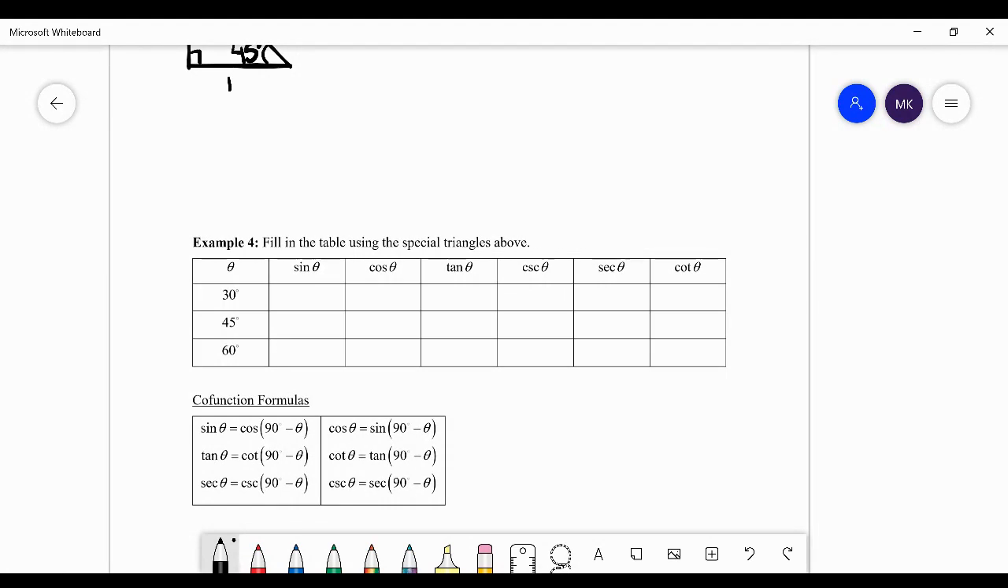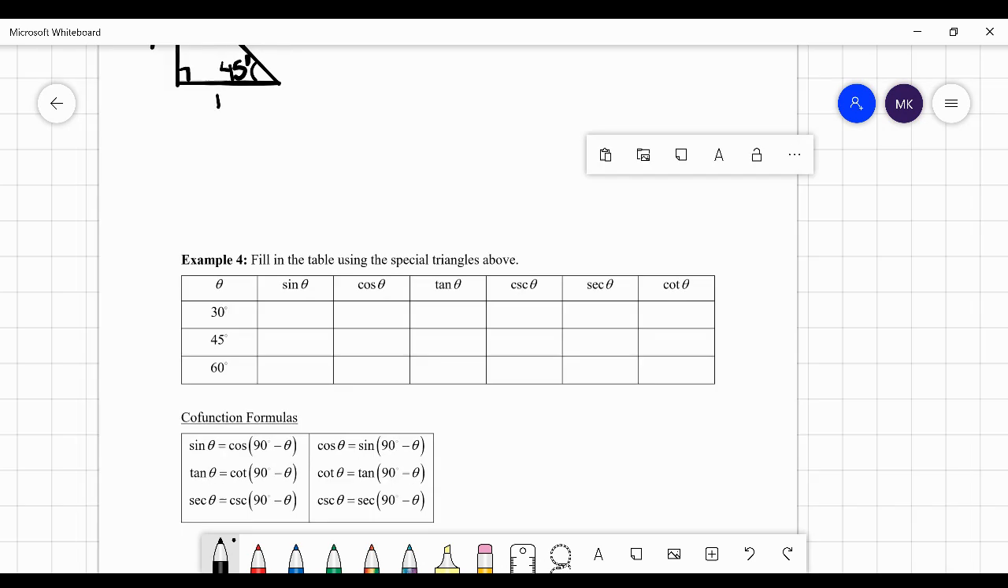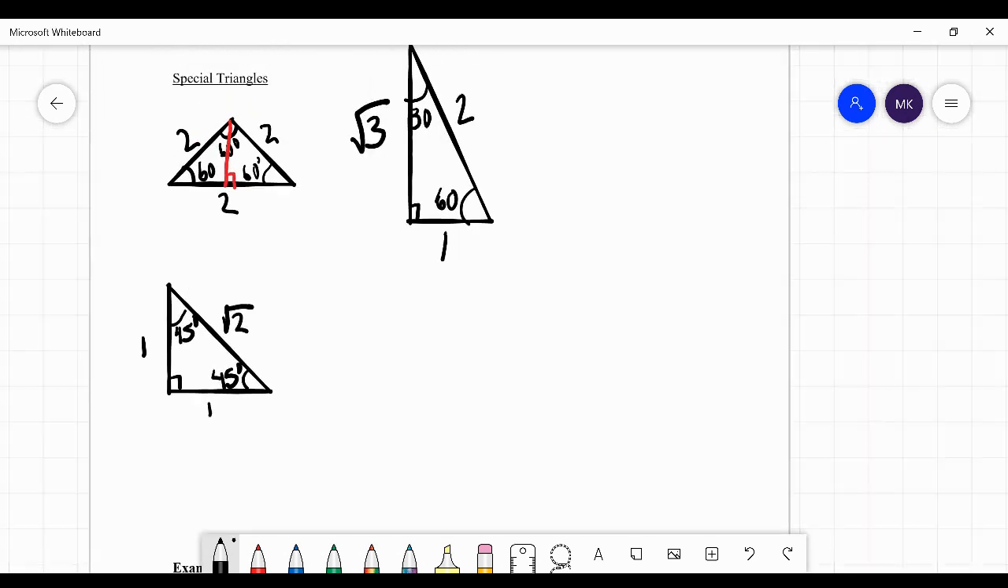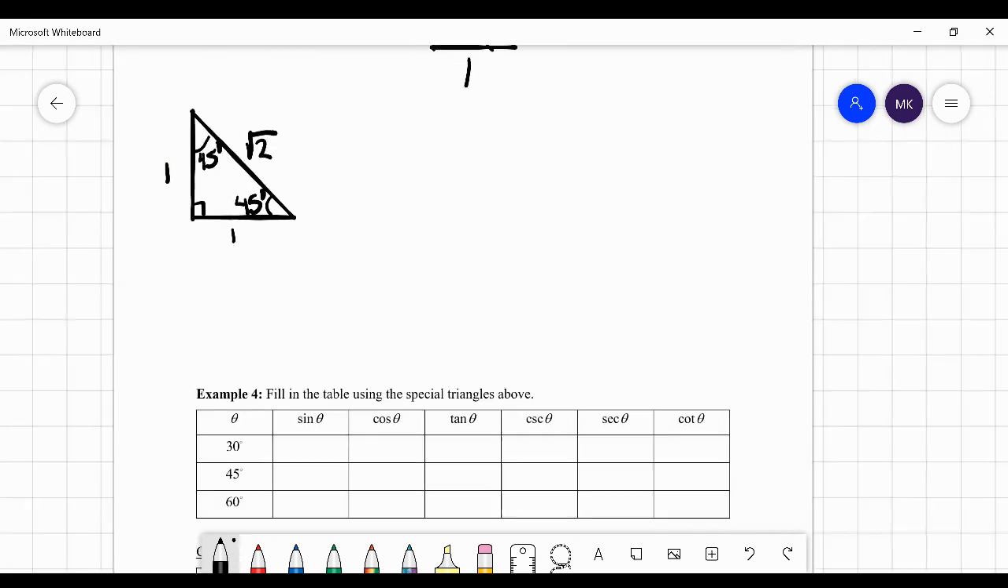So let's first focus on a 30-degree angle. We're going to find our 6 trig function values for that. So that means we're going to look at this triangle here. And so for this 30-degree angle, our opposite side is 1, our hypotenuse is 2, our adjacent is root 3.